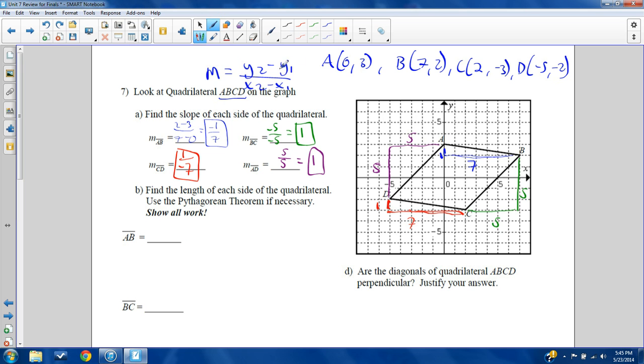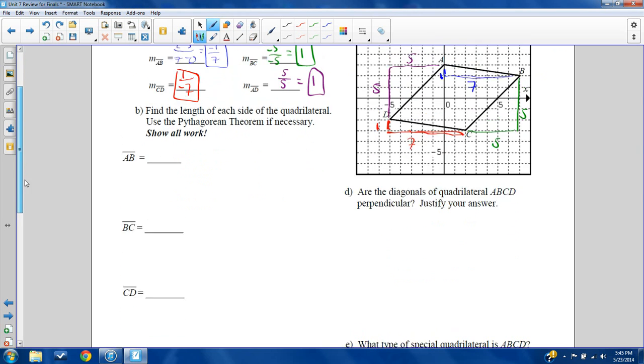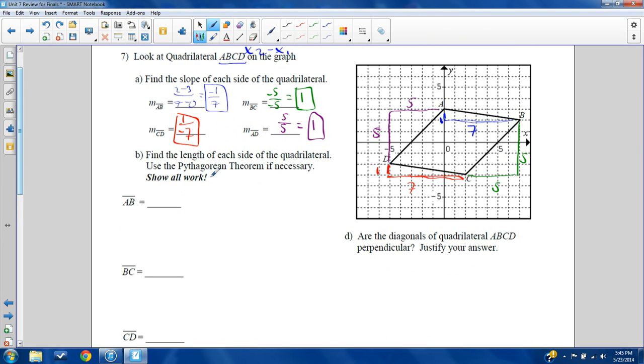So those are my slopes. Good. Find the length of each side of the quadrilateral. Use the Pythagorean theorem if necessary. Show all work. So I gave you these notes before.